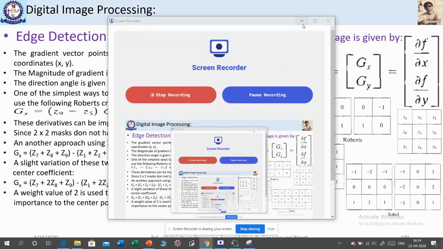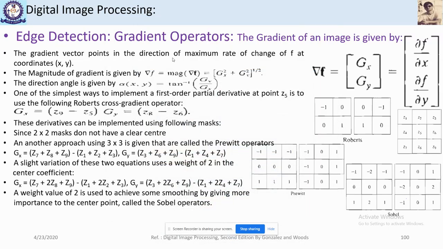Hello everyone and welcome to this new lecture. In this lecture we will discuss gradient operators.